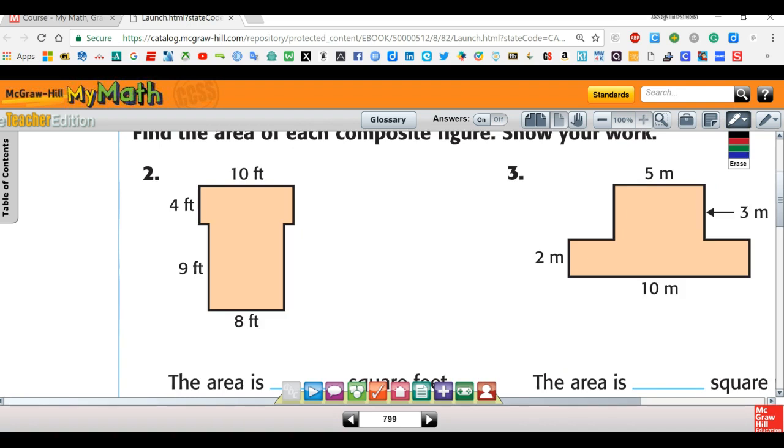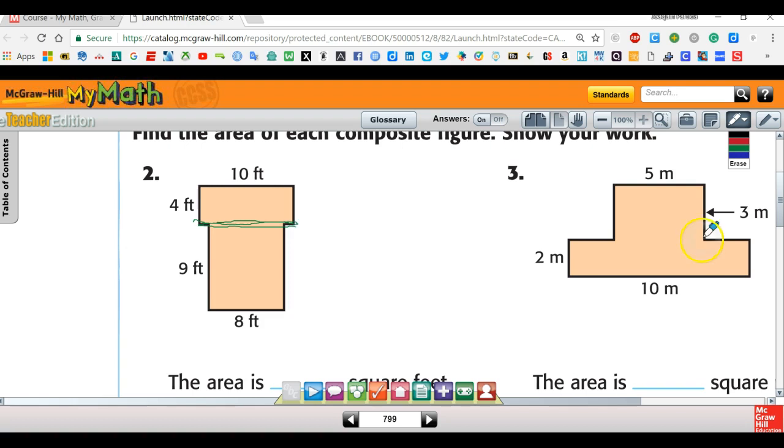Number 2, I'm going to divide it across like this. Okay. And I already have the area for this one, 4 and 10, and the area for the bottom one, 9 and 8. Sorry, 9 and 8 and 10 and 4. Sorry about that. It's been a long day, so.